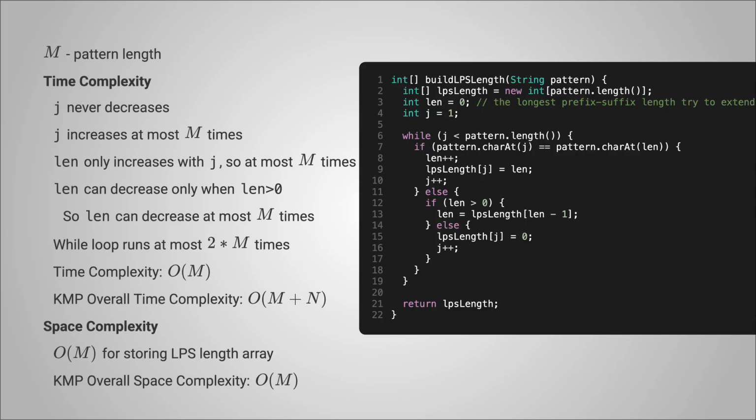With the 2 optimizations, the LPS length table can be built in linear time. Similar to how we analyzed the string match code, the while loop runs at most 2m times, giving a time complexity of O(m). So, overall time complexity for the KMP algorithm is O(m + n). For space complexity, O(m) space is required to store the LPS length table. And overall space complexity is O(m).